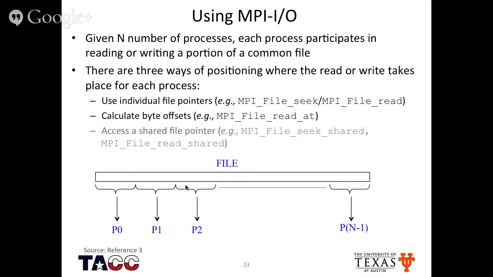So let's take a look at this diagram that we have there. Let's say we have a file, and we have n MPI processes that we want to engage to write to this file. And the count begins from 0 and stops at n-1. So there are 3 ways of positioning where the read or write takes place for each process. One, we can use individual file pointers. We can use MPI_File_seek and MPI_File_read together. Or we can calculate offsets and use the API MPI_File_read_at. Or I can have access to a shared file pointer, which I'm not going to discuss in today's session.